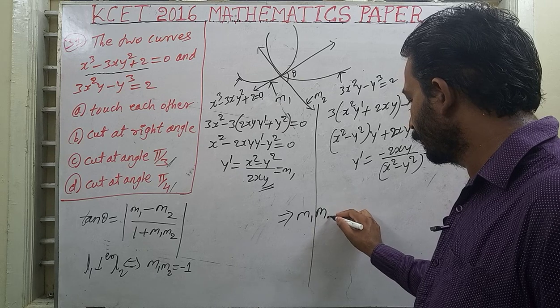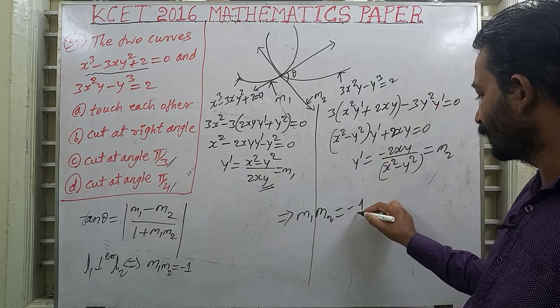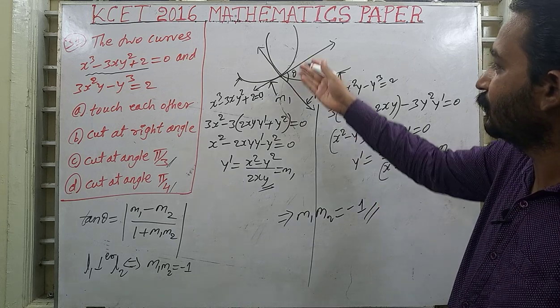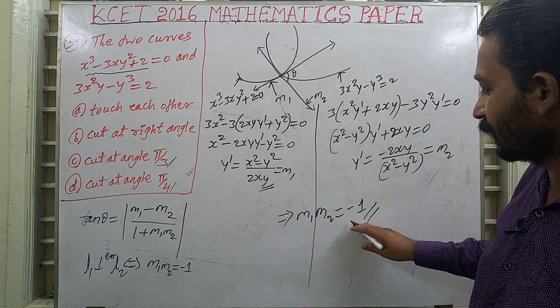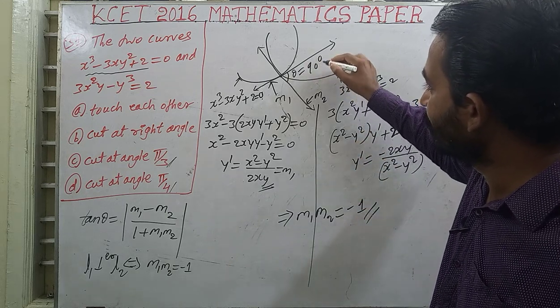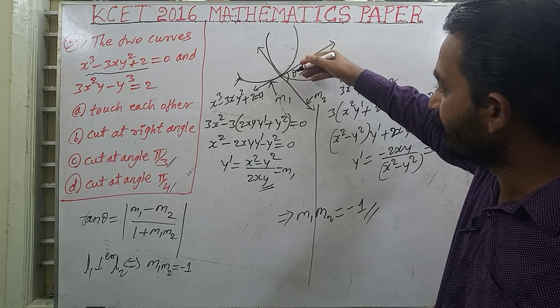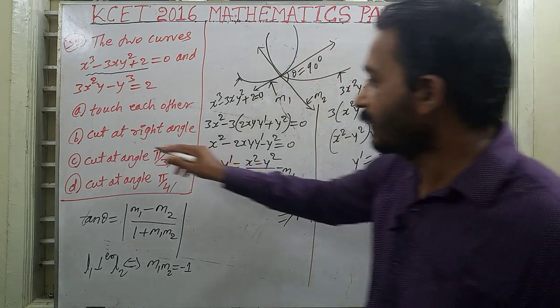Here m1 into m2 is equal to reciprocal of each other and minus, that is, minus 1. So these two lines, the tangents, cut at right angle, because the product of the slopes is minus 1. So theta is equal to 90 degrees. The angle between the curves is nothing but the angle between the tangents, so the angle between the curves is also 90 degrees, they cut at right angle.